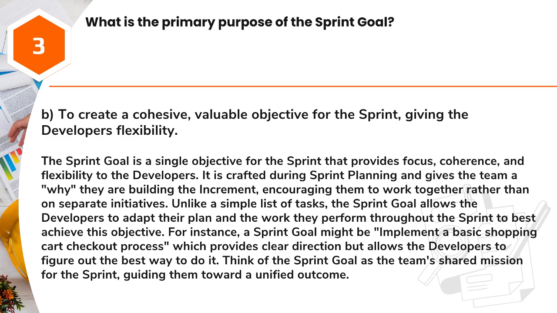Unlike a simple list of tasks, the sprint goal allows the developers to adapt their plan and the work they perform throughout the sprint to best achieve this objective. For instance, a sprint goal might be, implement a basic shopping cart checkout process, which provides clear direction but allows the developers to figure out the best way to do it. Think of the sprint goal as the team's shared mission for the sprint, guiding them toward a unified outcome.